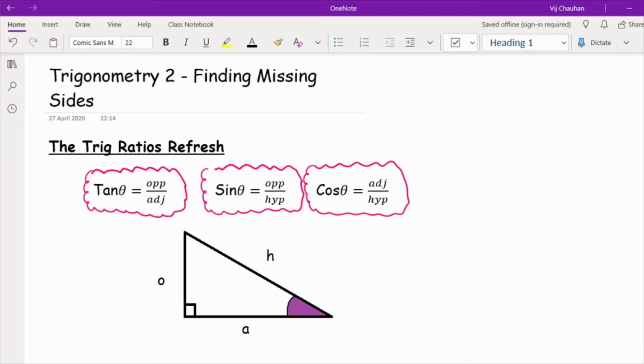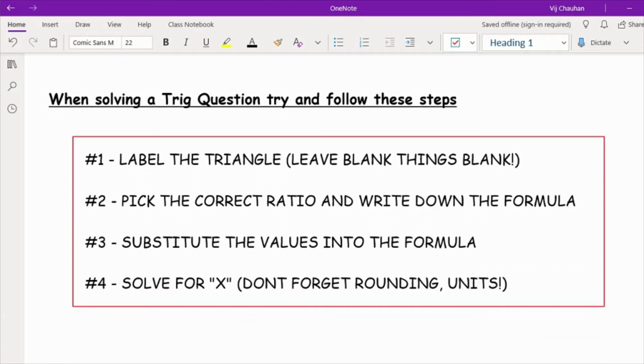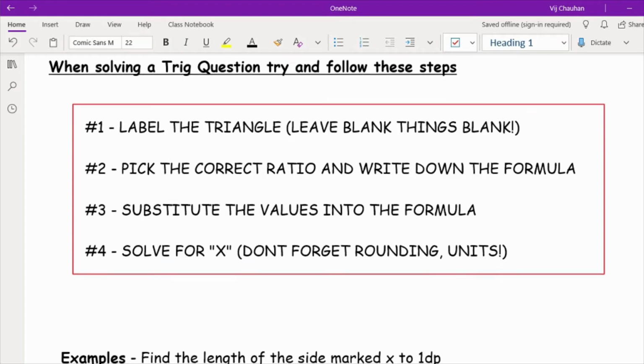To carry on from the last video, there are 4 steps that we need to do when trying any particular trig question, particularly when it's related to a right angle triangle. The first thing we need to do is label the triangle, making sure that we leave whatever is blank, blank. The second step is that we pick the correct ratio and write down the formula. The third step is substitute the values into the formula, and the fourth and final step is solving the equation for x, not forgetting our rounding and units for each of the questions. So let's have a look at some of these questions then.